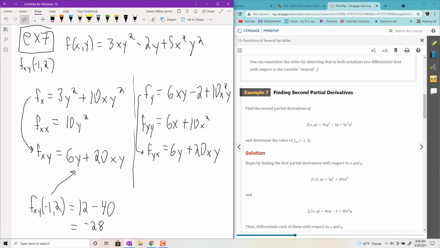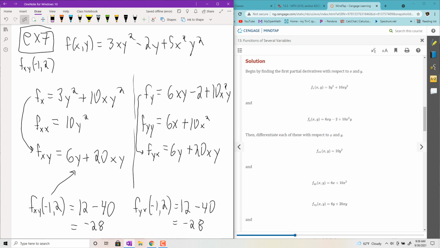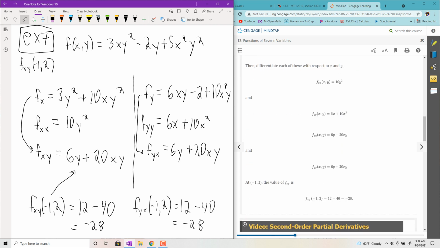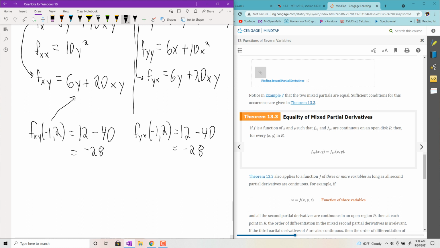Just for kicks, let's find fyx. And what is that? So I plug in 2 for y, I get 12. And then, well, they're the same, aren't they? That's not just some miracle of science or a major coincidence. This generally will happen when your functions are really nicely behaved, and it's theorem 13.3.